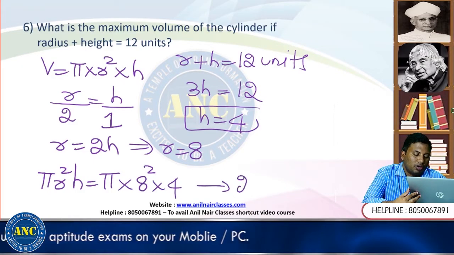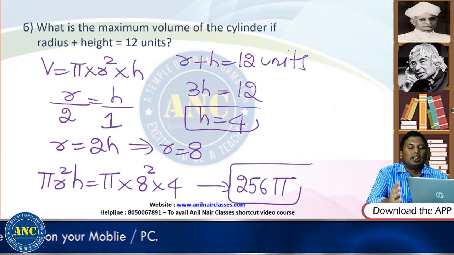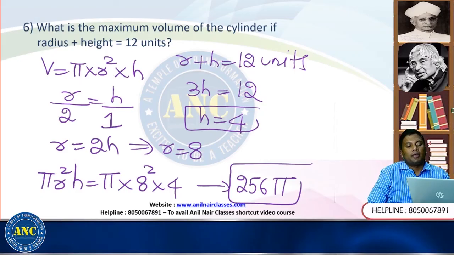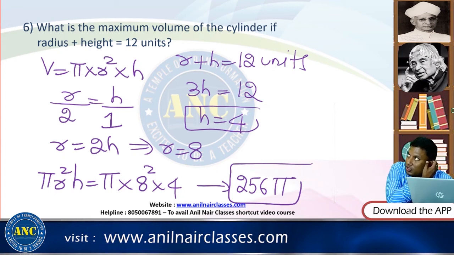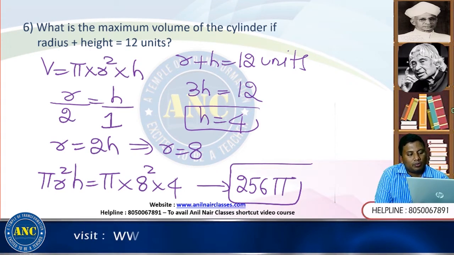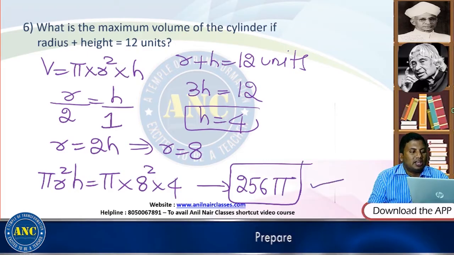64 into 4. The answer for this question is 256 pi. Directly you will get the answer if you know this concept. V is pi r square h. The ratio of the base to the power should be the same. So r by 2 is equivalent to h by 1. R is 2h. So r plus h is 12, h is 4, r is 8. 256 pi is the answer.